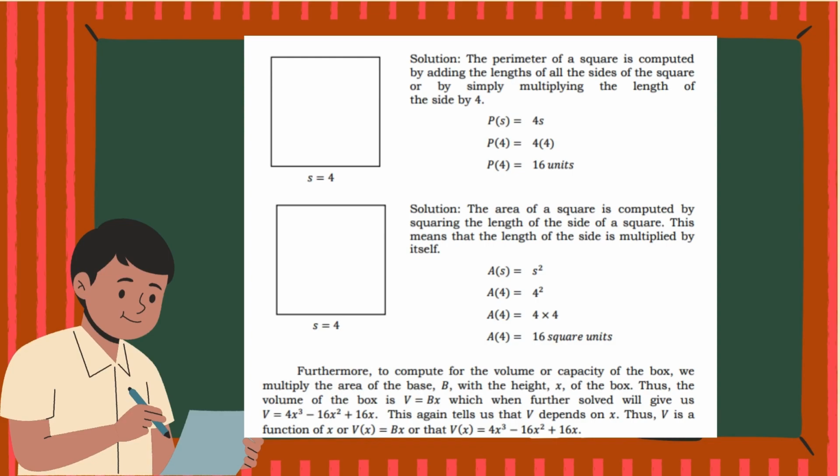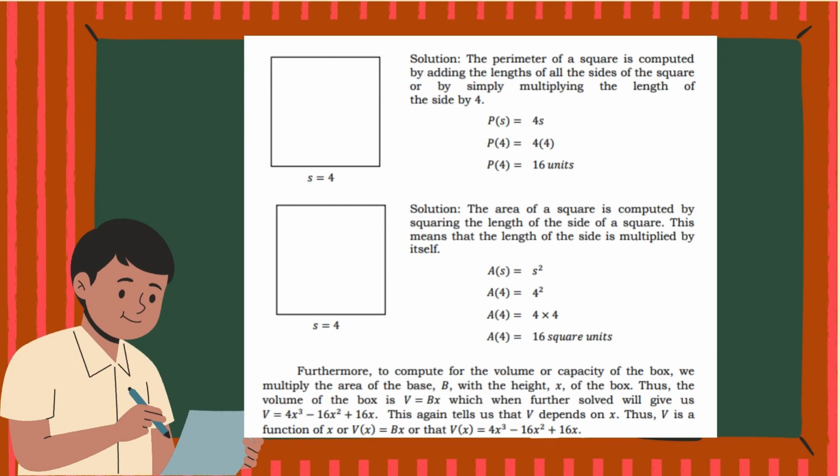Now, let's shift our attention to the area enclosed by the square. We calculate it using A(s) equals s squared, where s is the side length. For a square with sides of 4 units each, A(4) equals 4 squared equals 16 square units.